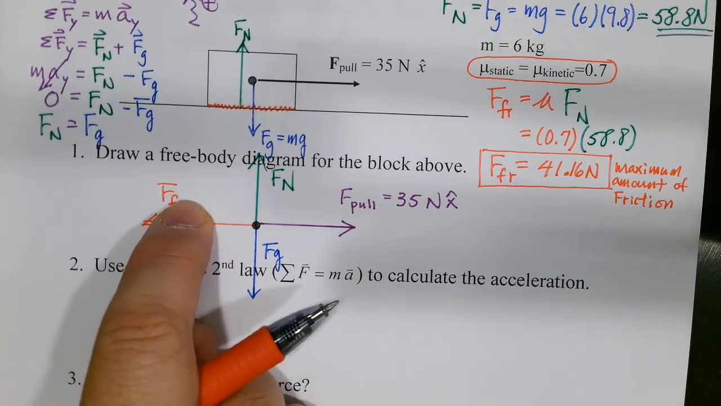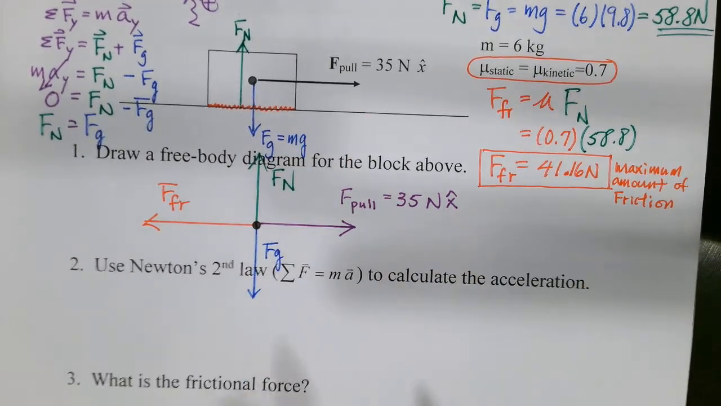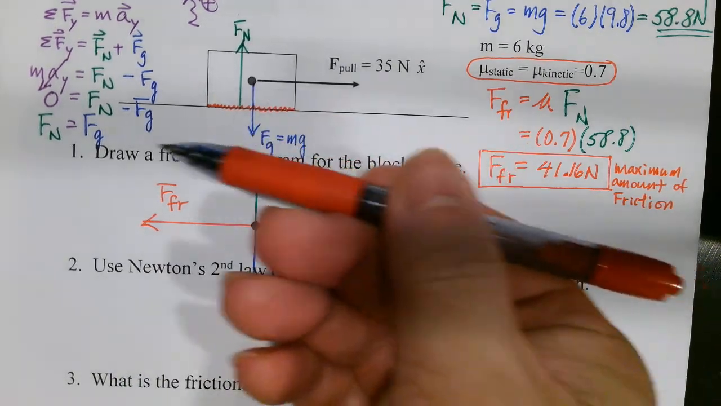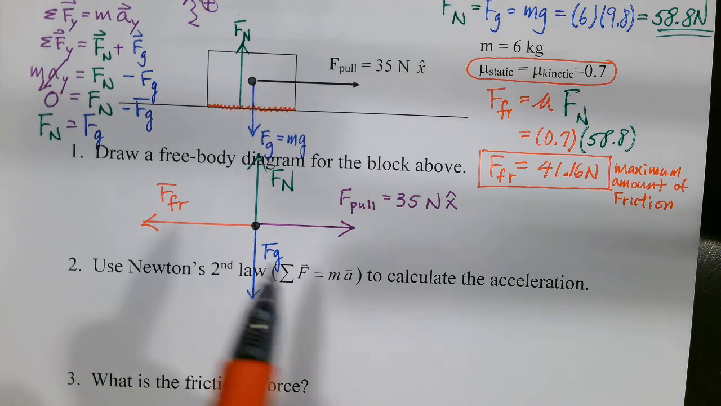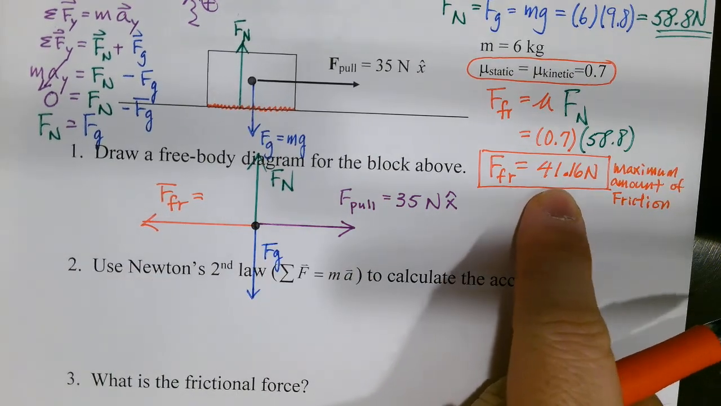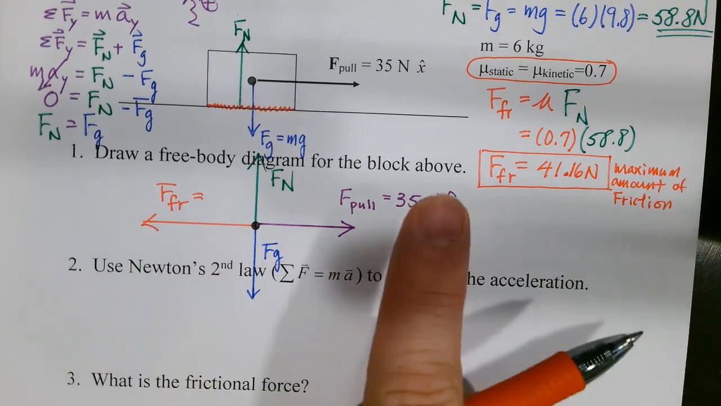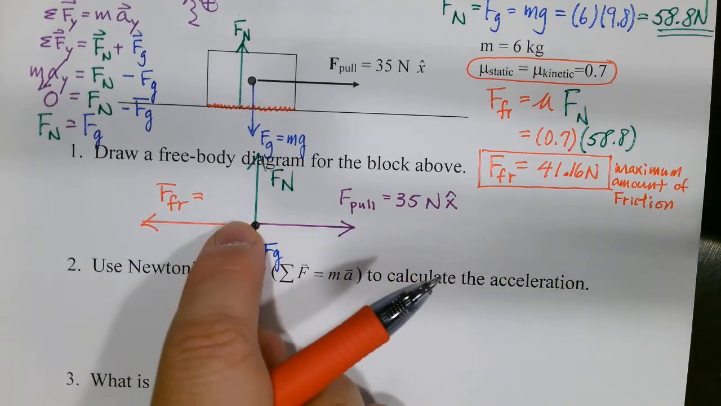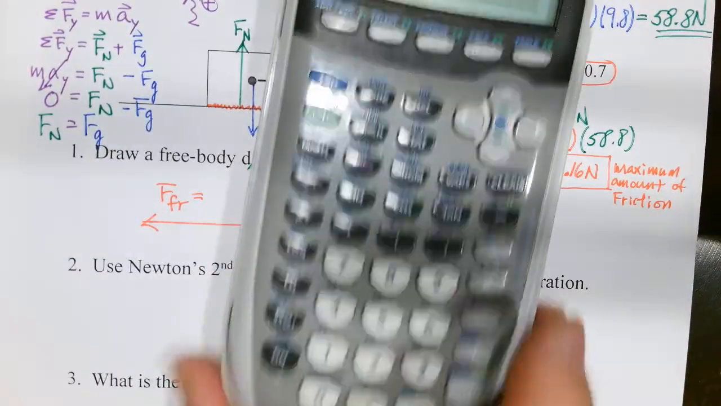If that's true, then this frictional value is going to be bigger than my F pull. That means my friction is going to make this thing accelerate that way. That doesn't make any sense, right? If this frictional value can have a maximum value of 41.16 newtons, it would react to whatever pull this thing experiences, okay?